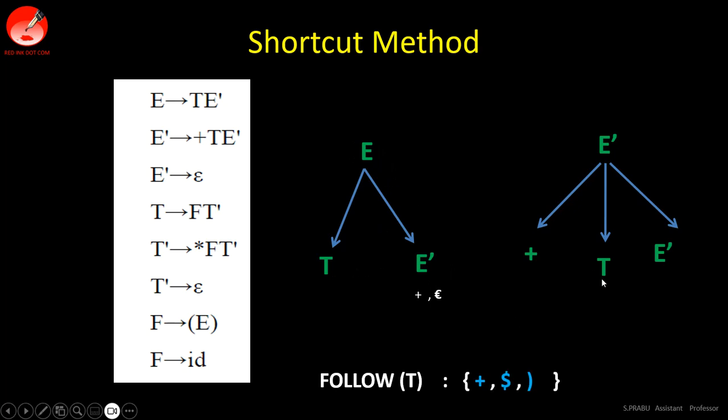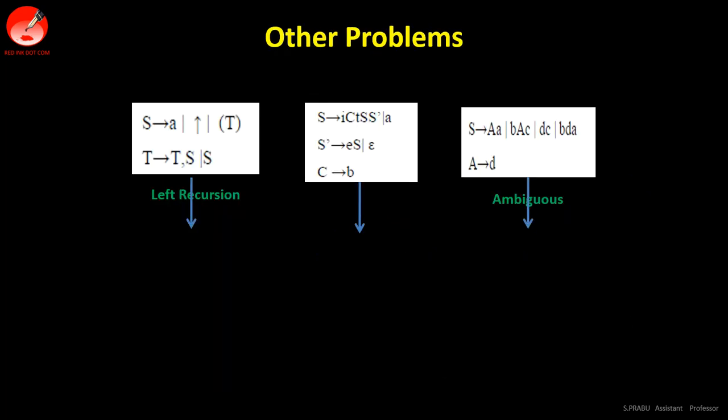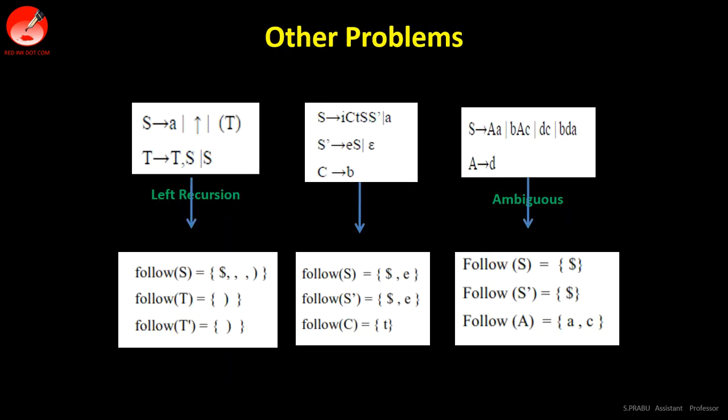In this T, the next element is again E dash. The first elements are plus and epsilon. Plus is already added here. Then if epsilon, there is no element here, so follow of E dash can be copied into follow of T. Follow of E dash is also dollar symbol and close bracket. These two symbols are already there. So in this way you can cross check your answer. I illustrate the other problems also. You can do it yourself and cross check your answer.